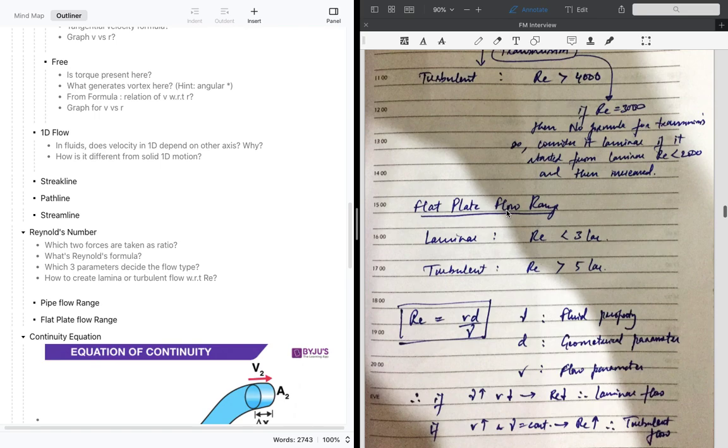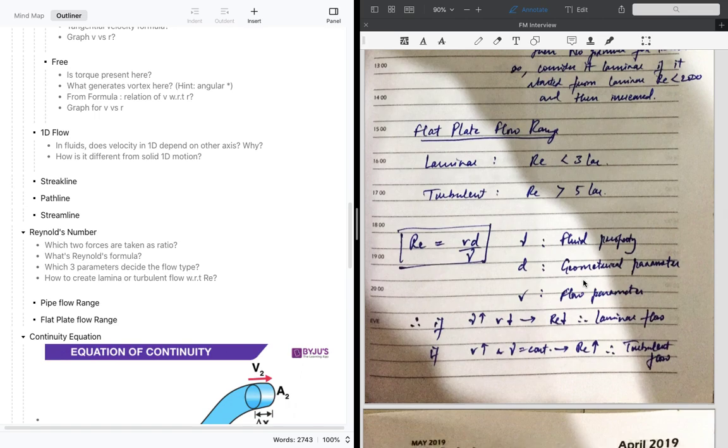For the flat plate, the flow range for laminar flow is less than 3 lakhs, and for turbulent it is more than 5 lakhs. So basically, three parameters decide the flow type. The first one is gamma, that is the kinematic viscosity, which is the fluid property. Second one is the geometrical property, that is the diameter of the pipe. Third one is the velocity, which is the flow parameter.